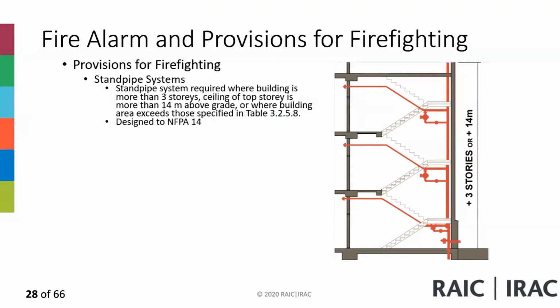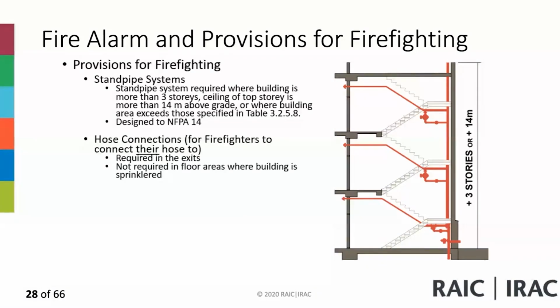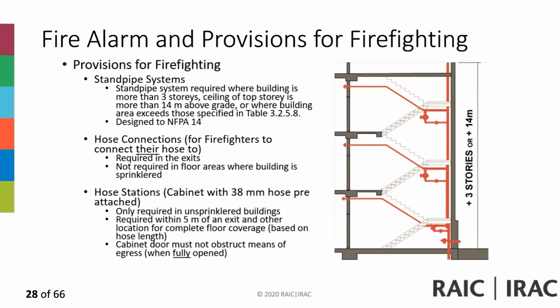Now, standpipe systems, we saw this one. Hose connections for firefighters to connect their hose are required in the exits, but they're not required in the floor area where the building is sprinklered. Here, the National Building Code allows us to omit hose connections, even though the standard NFPA 14 requires them in the floor area. So if the building is sprinklered, we are not required to have hose connections for the standpipe system in the floor areas. They're only required in exits.